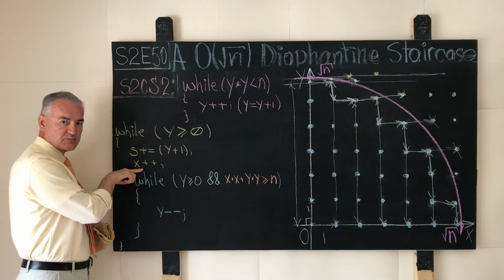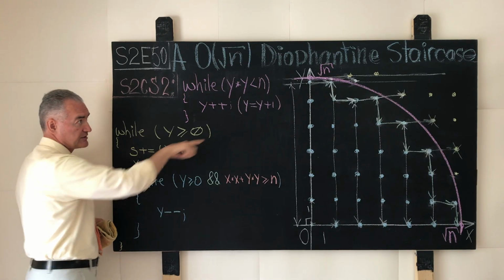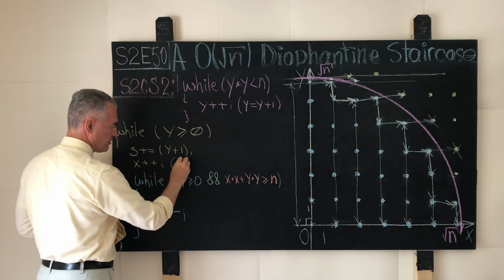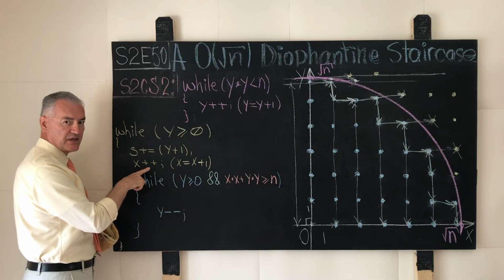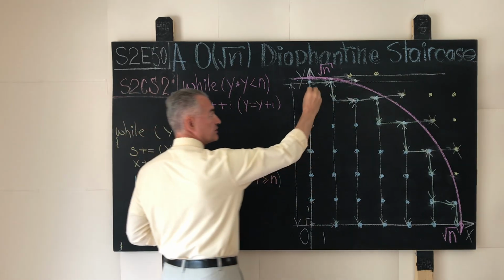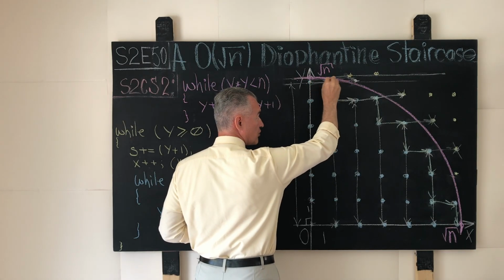The next line, x plus plus, which is the same as saying, let me write it in parentheses, x equals x plus 1. What does this line do? Well, this line does this. One step rightward.